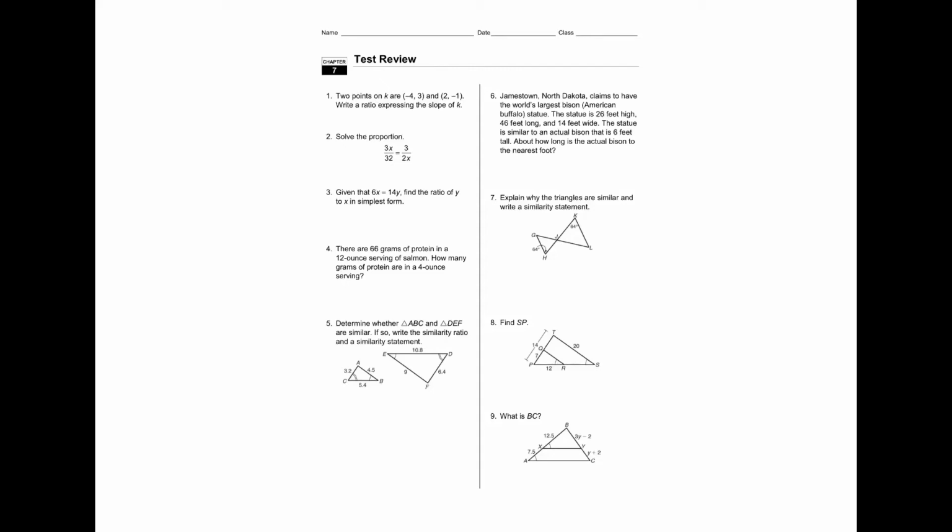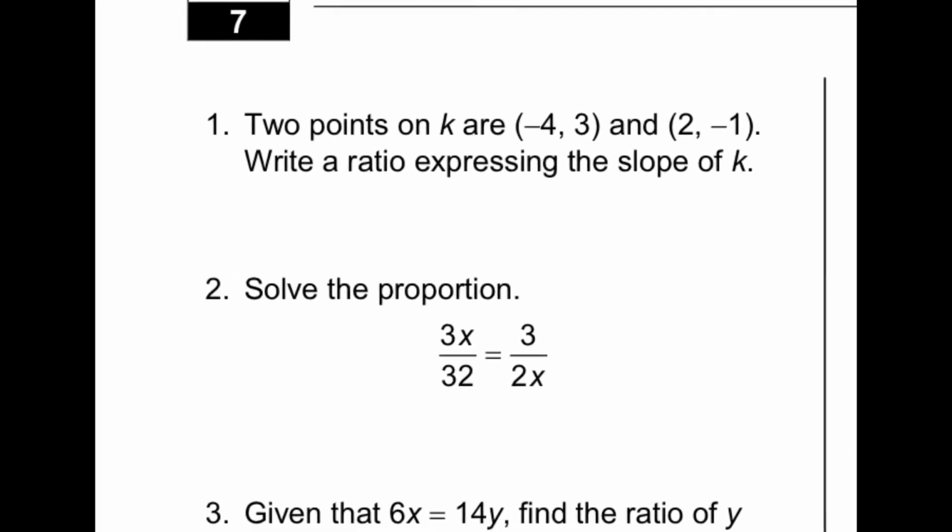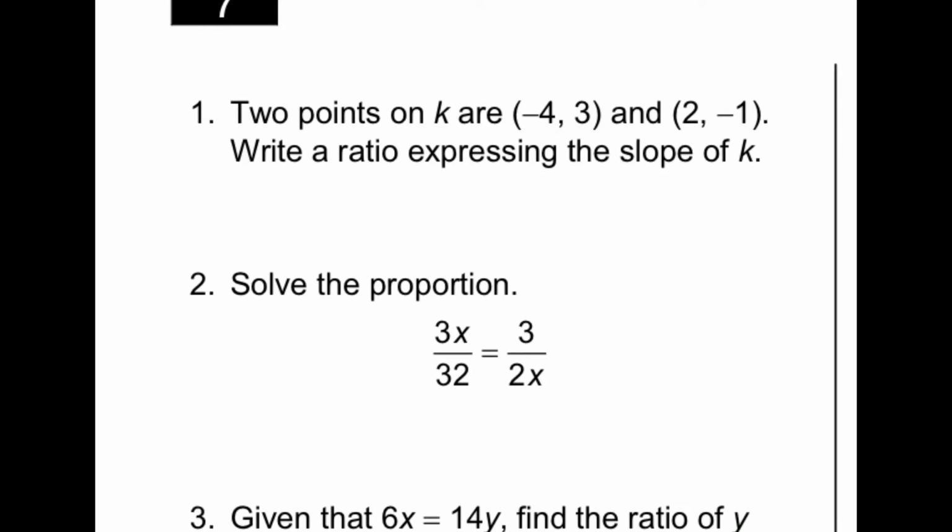This video goes through the Chapter 7 test review. Number 1. 2 points on line K are (-4, 3) and (2, -1). Write a ratio expressing the slope of K.